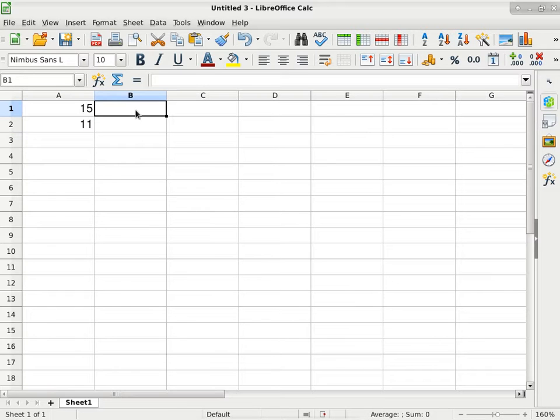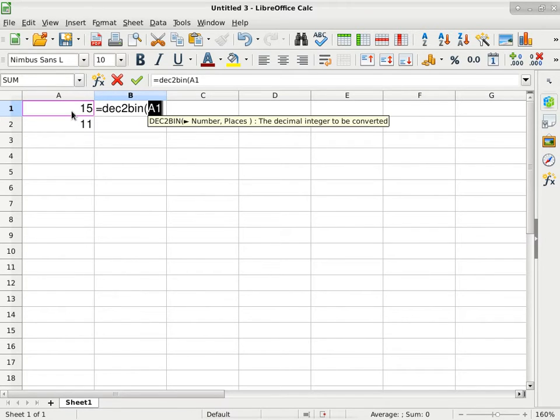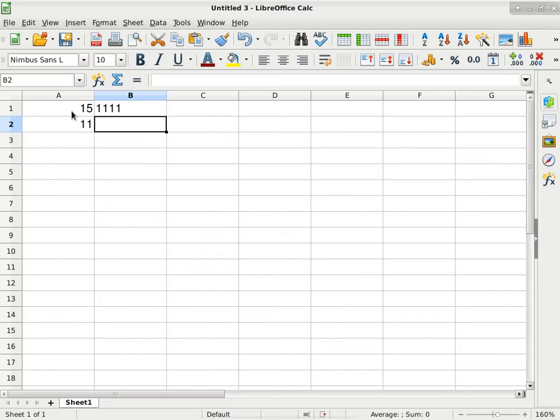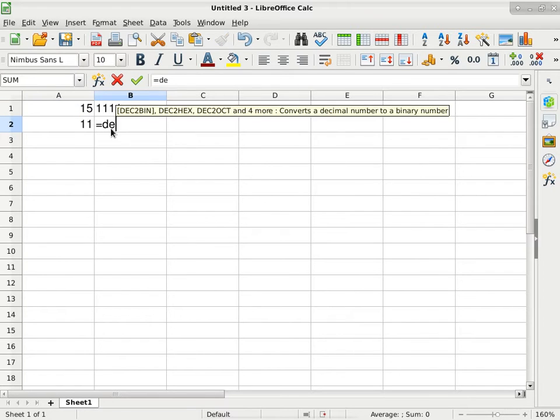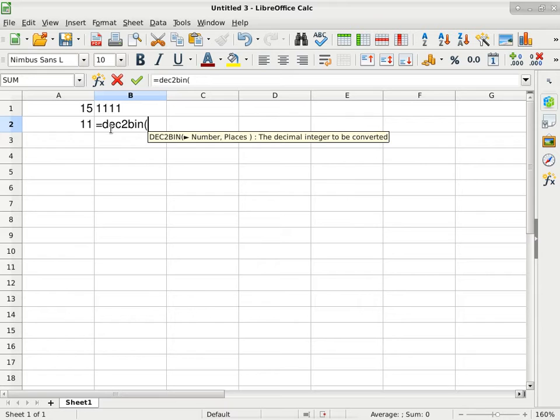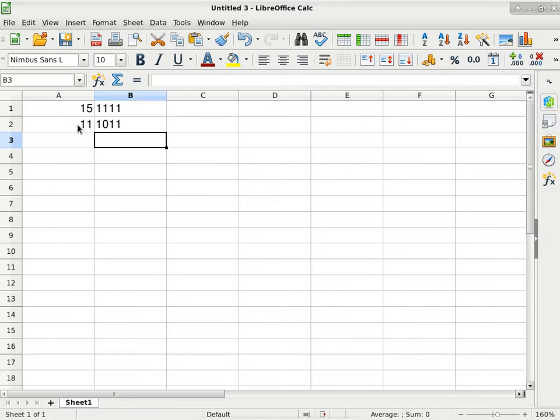Then you can convert these into binary numbers. There's a function to do the binary conversion too. It's DEC2BIN, and specify that cell, and then you can do the same thing over here. There you go. So now you can easily generate numbers as starting points.